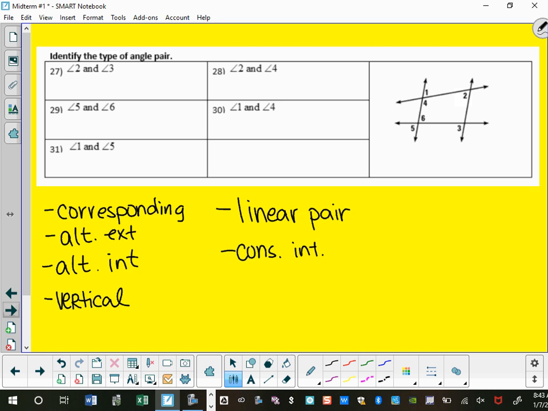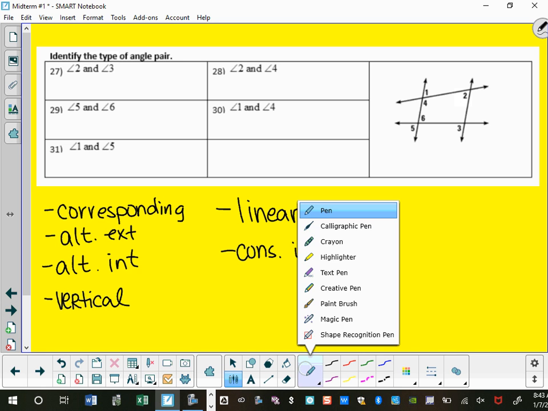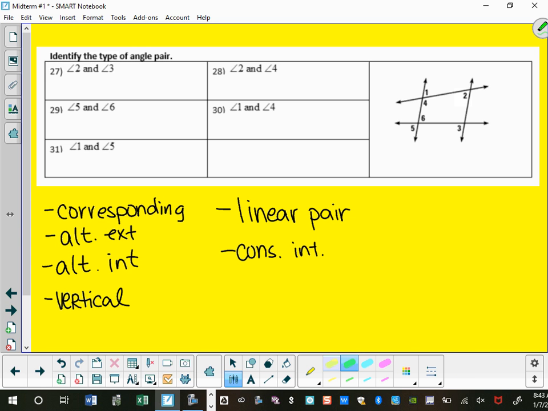All right, look at angles 2 and 3. Angles 2 and 3 would be what? What's that relationship? That is corresponding. It is corresponding because it is the same angle in the same spot, basically. They're congruent to each other.